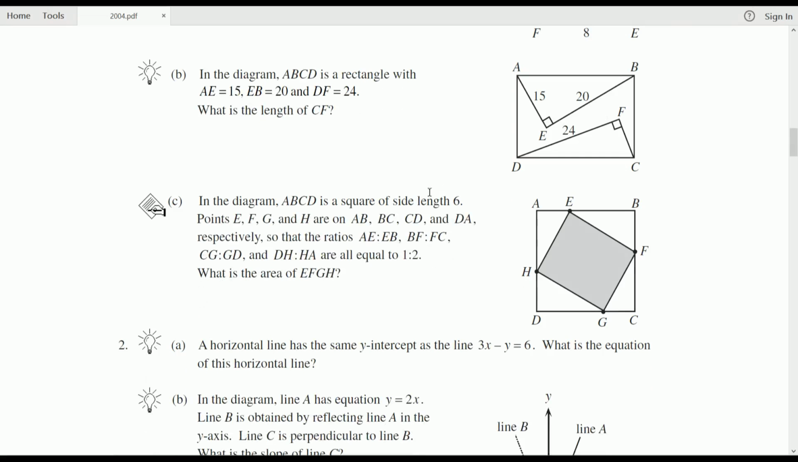So 1C. In the diagram, ABCD is a square of length 6. Points E, F, G, and H are on AB, BC, CD, and DA respectively, so that the ratios AE to EB, BF to FC, CG to GD, and DH to HA are all equal to 1 to 2. So EB is twice the length of AE, that sort of thing. What is the area of EFGH, this smaller figure in here?